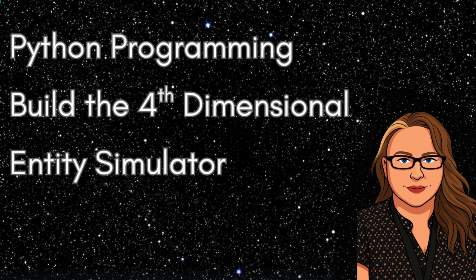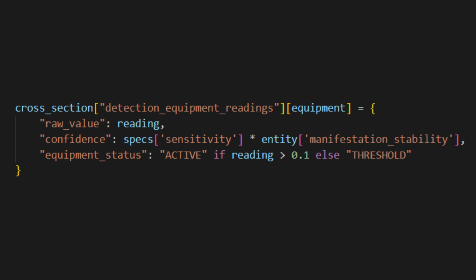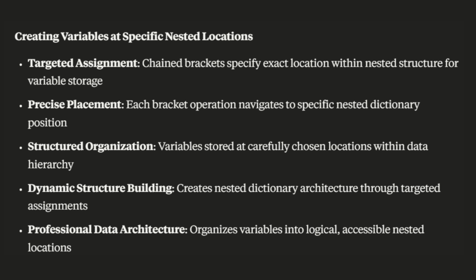As we progress now to the next line in our code, let's consider this advanced pattern that demonstrates creating variables from deeply nested dictionary paths. We've got cross-section, the bracket, detection equipment readings, close bracket, open bracket, equipment, close bracket, and then assigning that to this dictionary. So we're demonstrating chained bracket notation, as you probably understand by this point. We're using multiple bracket operations in sequence to create variables at specific locations within nested dictionary structures.